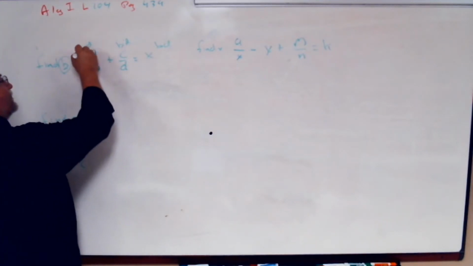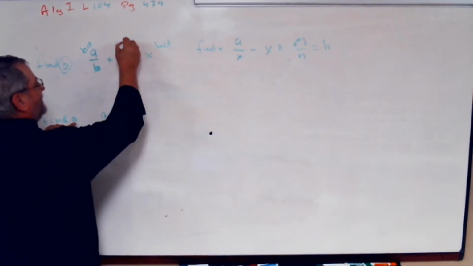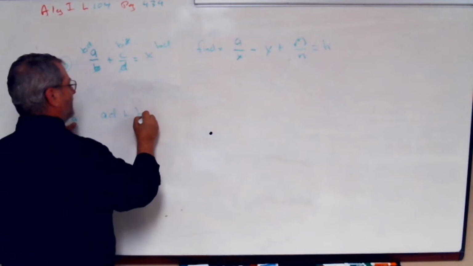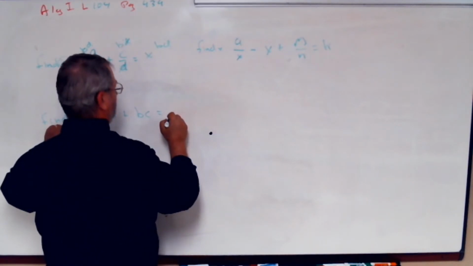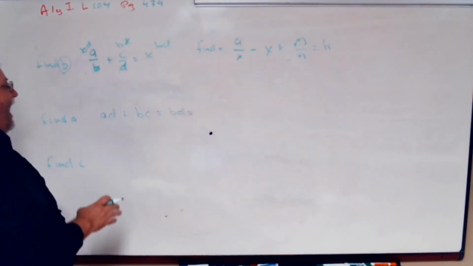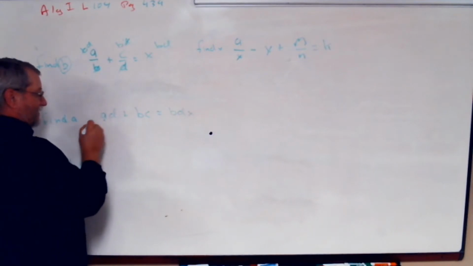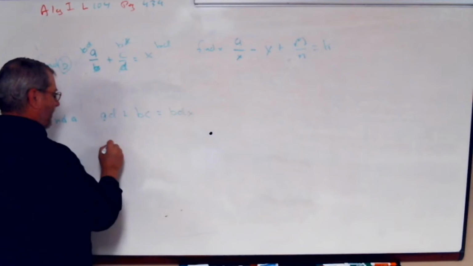Okay? The B's cross cancel, I have AD, plus the D's cross cancel, I have BC equals BDX, right? Any order you want. Now watch. Now the A, there's only one A. It's right here. Okay? I'm going to subtract this to the other side.